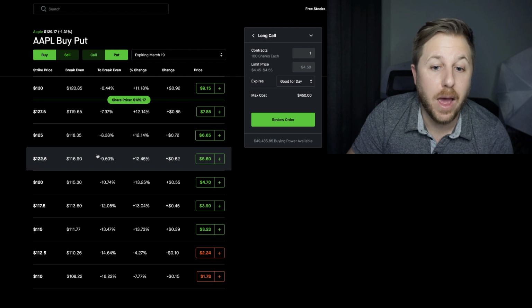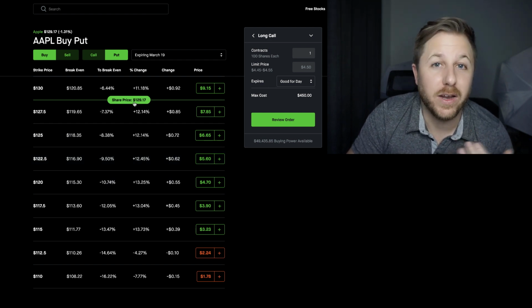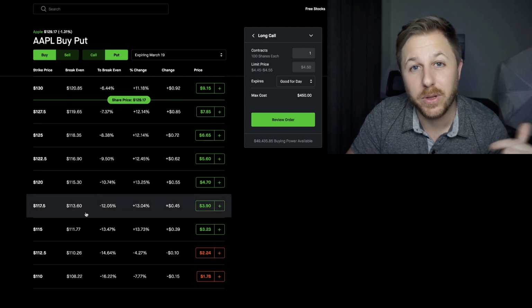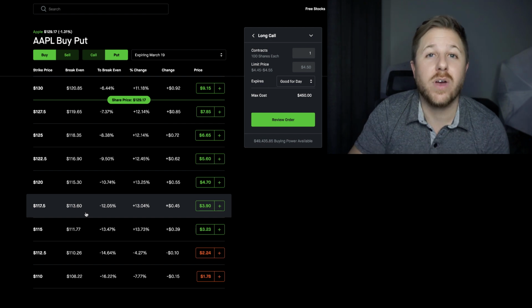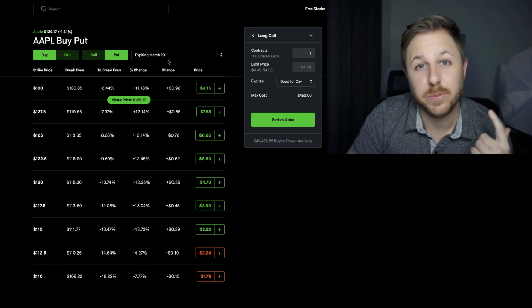And the closer that Apple gets to 120, the more money you are going to make. So right now it's at 129. If it goes up, you are going to lose money. But if it goes down closer to 120 and even below that, you're going to make more money. And then you have to sell before that expiration date. So we still have that March 19th expiration.